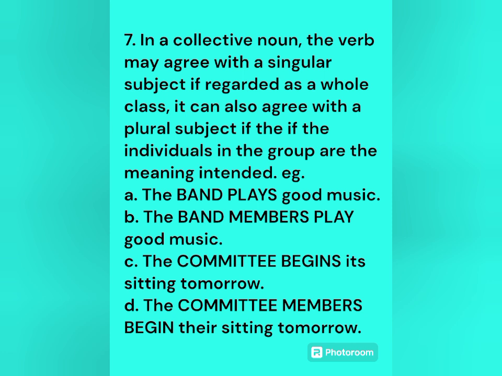Number 1 says, the band plays good music. You see here that band is a name given to a class. That is why it goes with a singular verb, plays. The second sentence is, the band members play good music. Here it is used as band members. So the intended meaning here is the members. That is why it is regarded as plural. Then it goes with a plural verb, play.